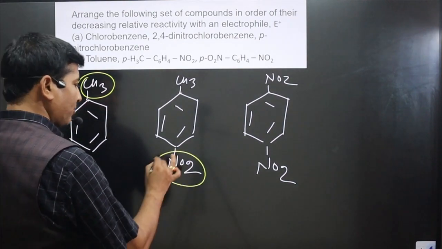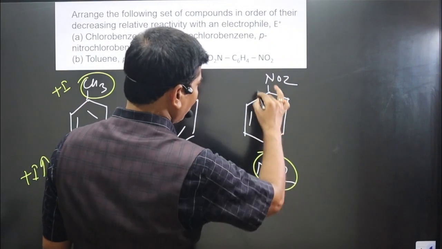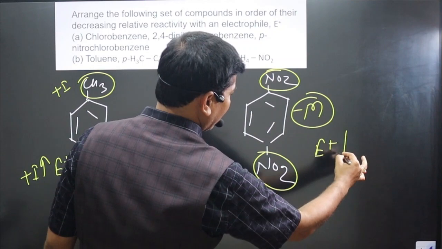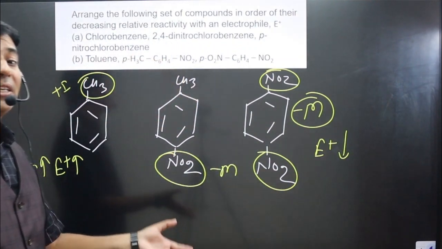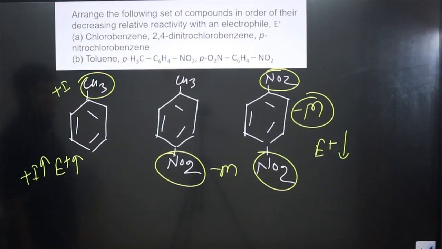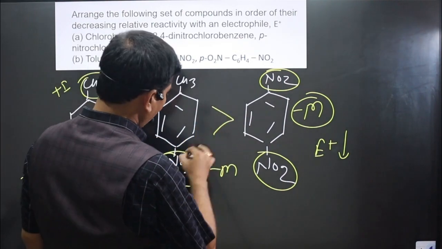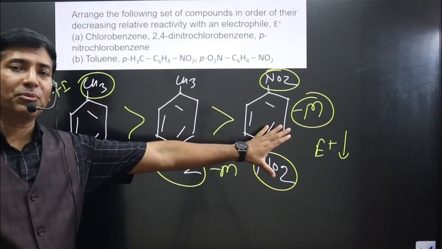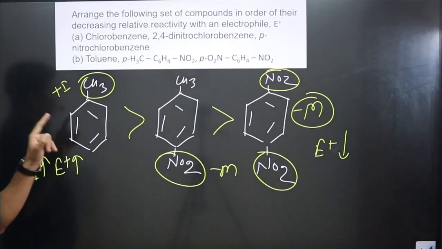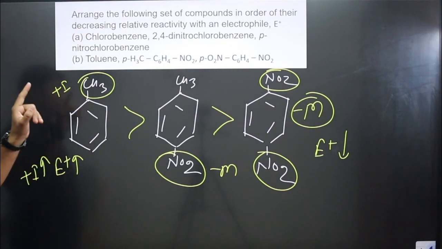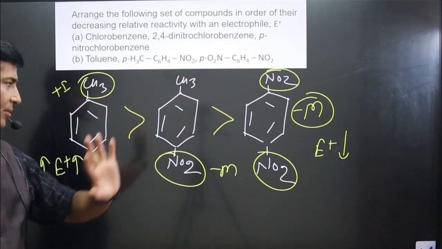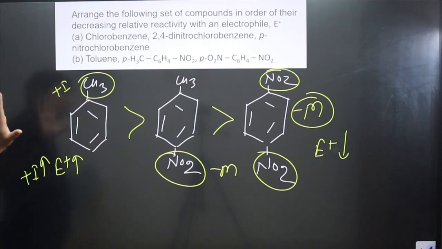And in this case, this is a minus M group, this also is a minus M group. So in this case the rate of attack of the electrophile will be drastically decreasing. Okay, so first we have toluene, then we have para-nitrotoluene, and in the last the compound with two nitro groups, because in this case the minus M effect is very high. In this compound the rate of attack of the electrophile will be very high. Okay, then this one and then this one.